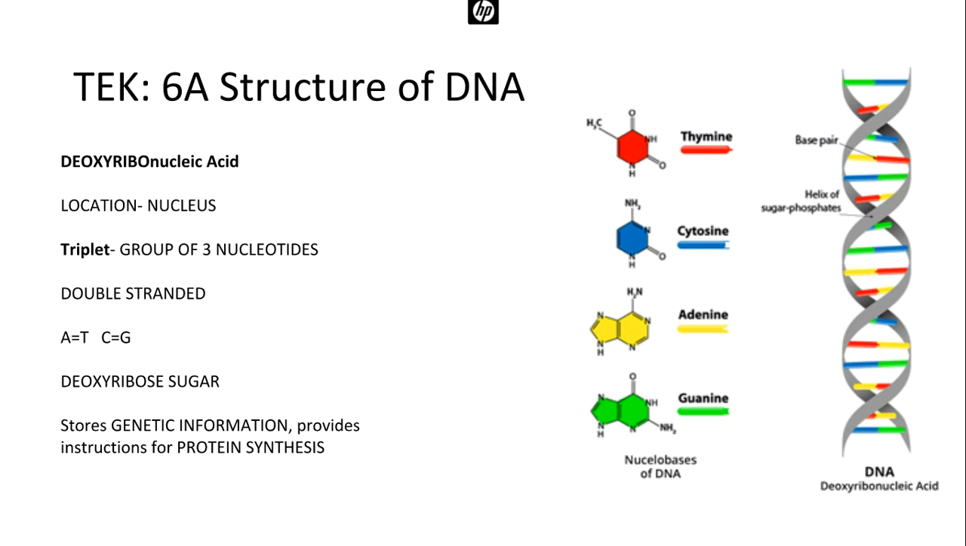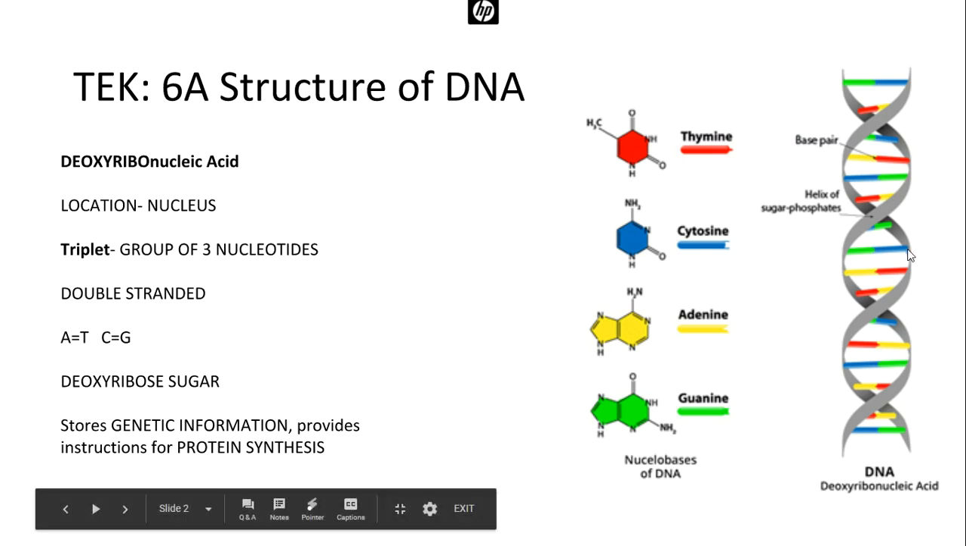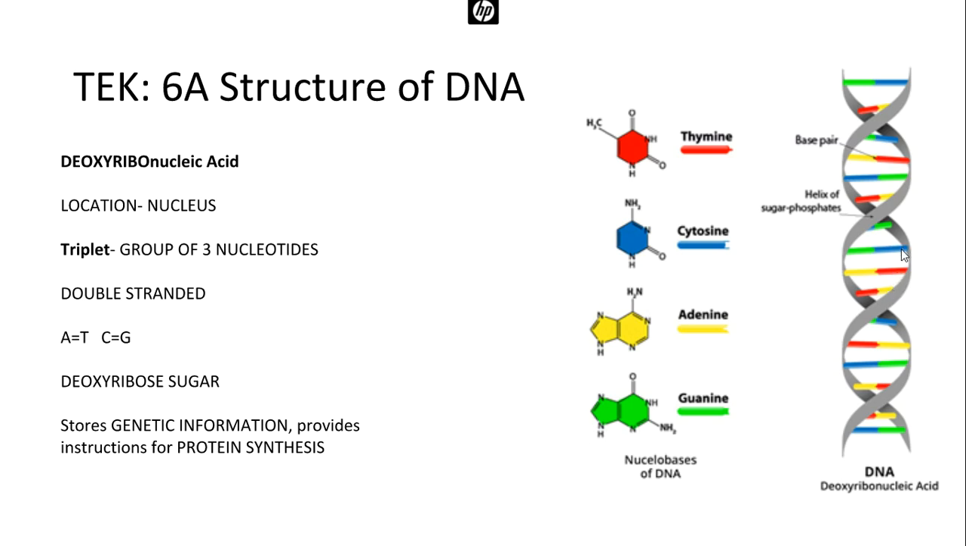The very first thing that we covered was the structure of DNA, and we reviewed this to begin with. Remember that DNA stands for deoxyribonucleic acid. The only place that you can find DNA in a cell is the nucleus. A nucleotide is a sugar, a phosphate, and a nitrogen base. When you have 3 of these together in DNA, we call it a triplet. You definitely need to know that.